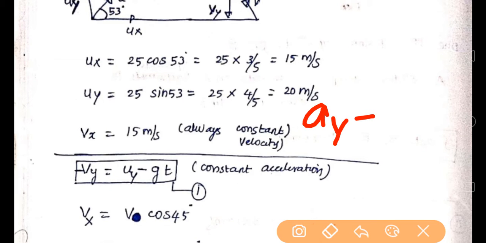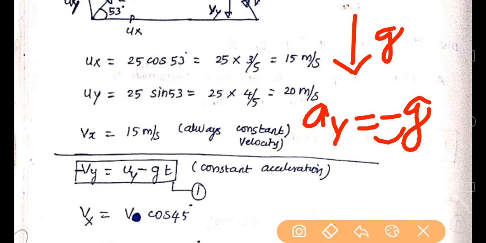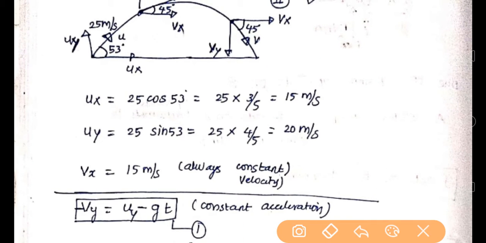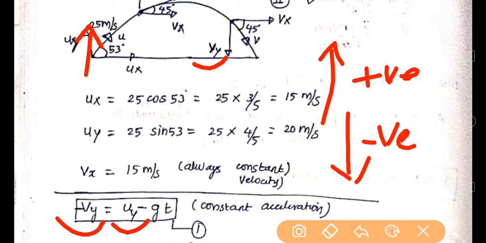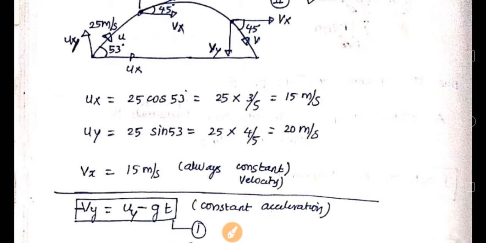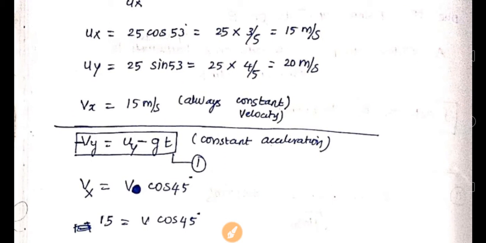Now there is acceleration along the y-axis. That is ay is equal to minus g. Why minus? Because g is always downwards. Whenever anything is above, we take it to be positive, and anything below, in the downward direction, we take it to be negative. Here vy is projected downwards, so minus vy is equal to uy, which is projected upwards so positive sign, minus gt. Why is g negative? Because g is always downward, so g is always taken with a minus symbol. This is the first equation of motion.